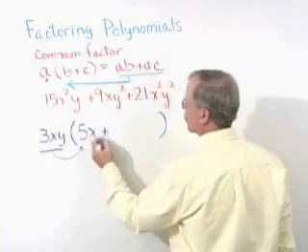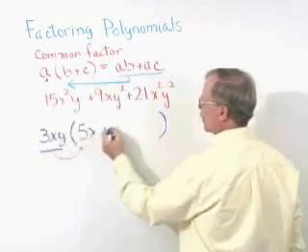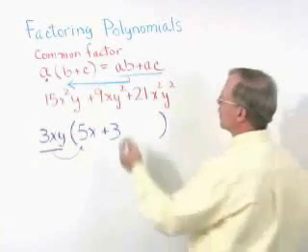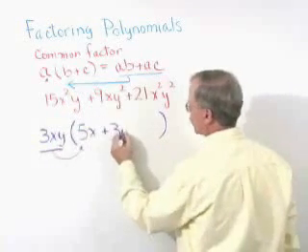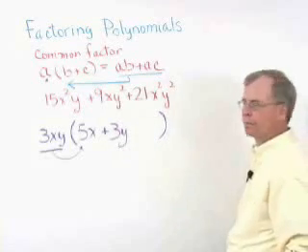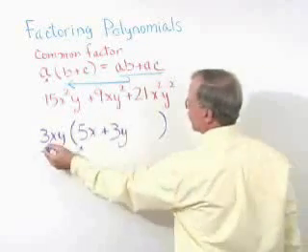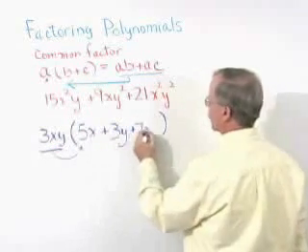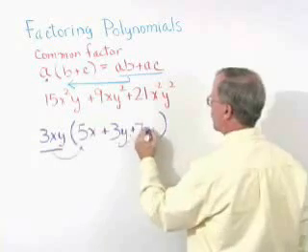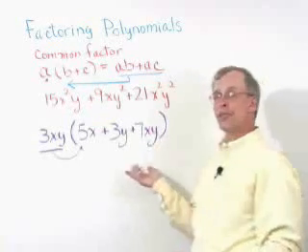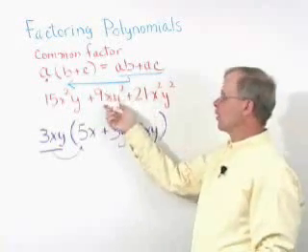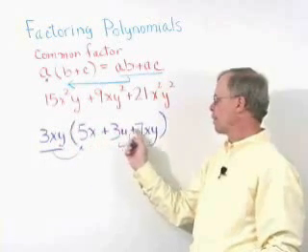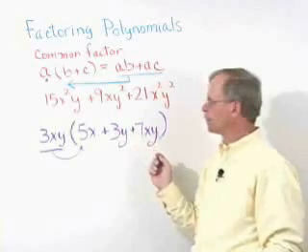So let's see what the next term is. 9 divided by 3 is 3. X divided by x is gone. Y squared divided by y is y. So there's that term. Finally, we have 21 divided by 3 is 7. X squared divided by x is x. And y squared divided by y is y. So the factored form of this polynomial is 3xy times the quantity 5x plus 3y plus 7xy.